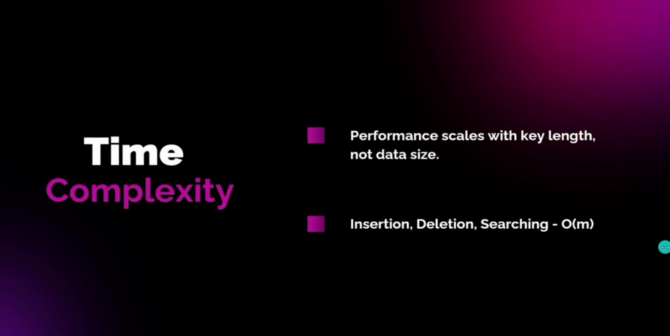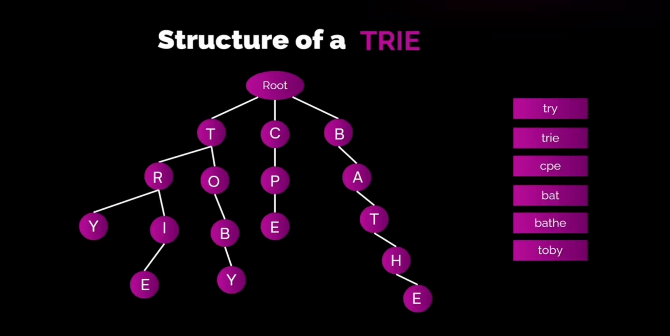So yeah, the structure of a trie. As you can see, there's a root node here, it's empty, and then it branches down to an element, a value, a character.